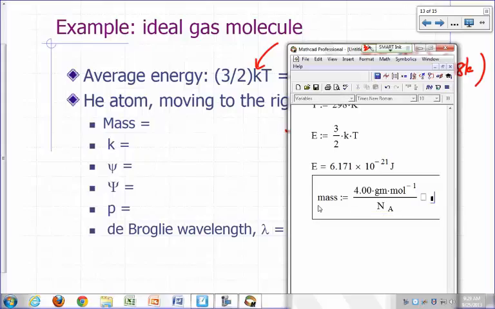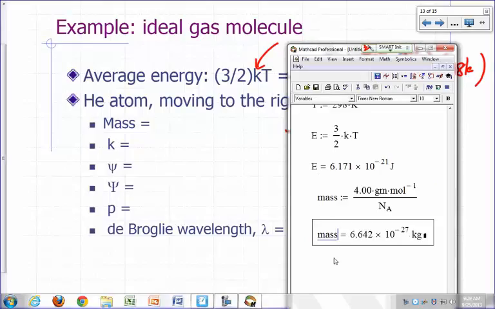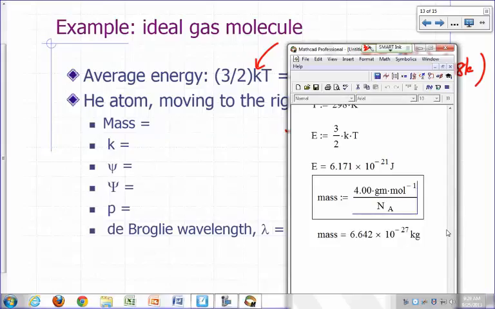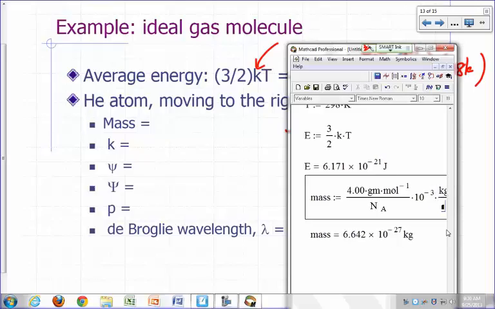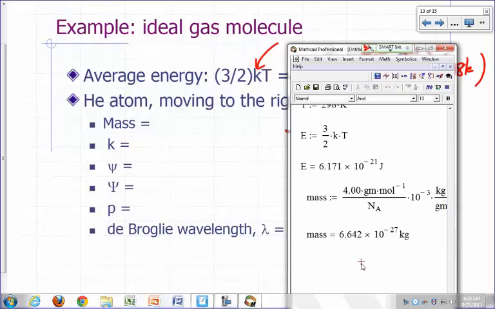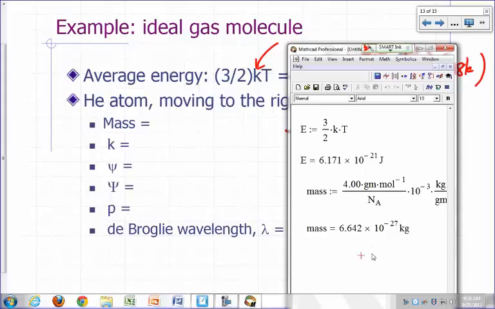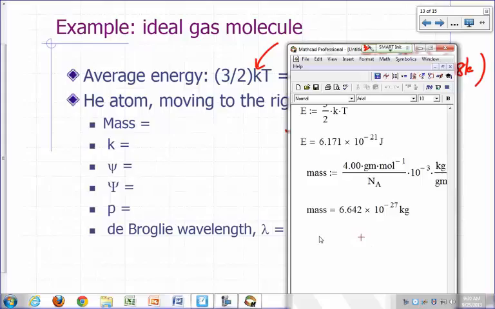And how many kilograms in a mole? Actually, I don't have to do that conversion anymore because it will tell me the answer in kilograms. Or if you want, you can manually show the conversion here. You can say times 10 to the negative third kilogram per gram. Same thing. You don't have to put that conversion factor in because MathCAD knows how to adjust your units. So that's your mass.